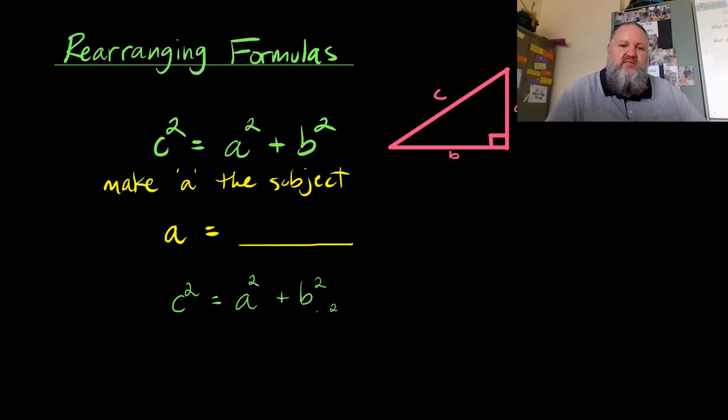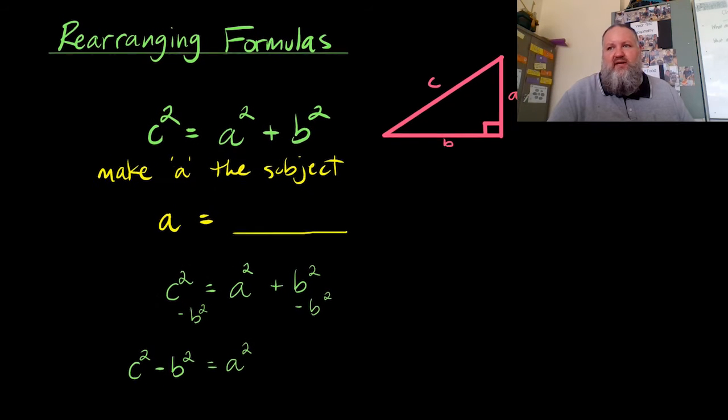Okay, so here's our formula. C squared is equal to A squared plus B squared. Well, I want A by itself, so I need to get rid of what's happening around A. What is happening to A? It's being squared and then it's being added to B squared. So let's shift that first. Let's take B squared from both sides. I'm going to end up with C squared minus B squared is equal to A squared.